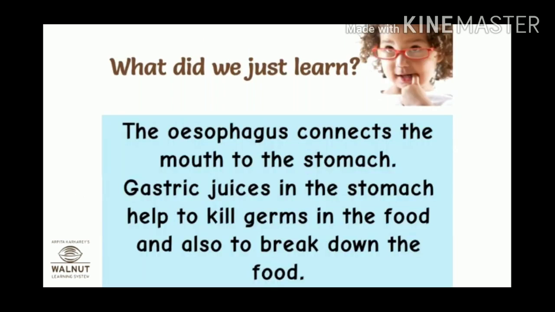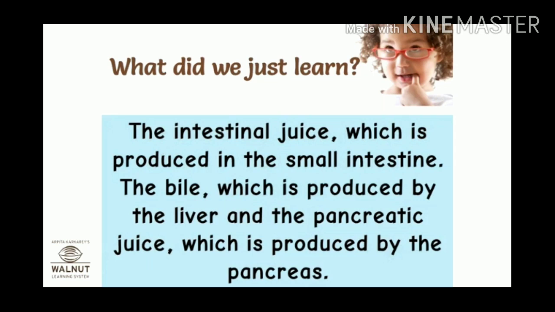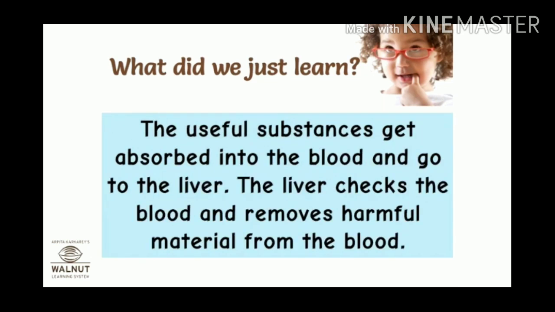So students, the oesophagus connects the mouth to the stomach. Gastric juices in the stomach help to kill germs in food. The stomach churns the food and turns it into a thick liquidy paste. After food leaves the stomach into the small intestine, the intestinal juice which is produced in the small intestine, the bile which is produced by the liver, and the pancreatic juice which is produced by the pancreas help in complete digestion of food. Substances get absorbed into the blood and go to the liver.